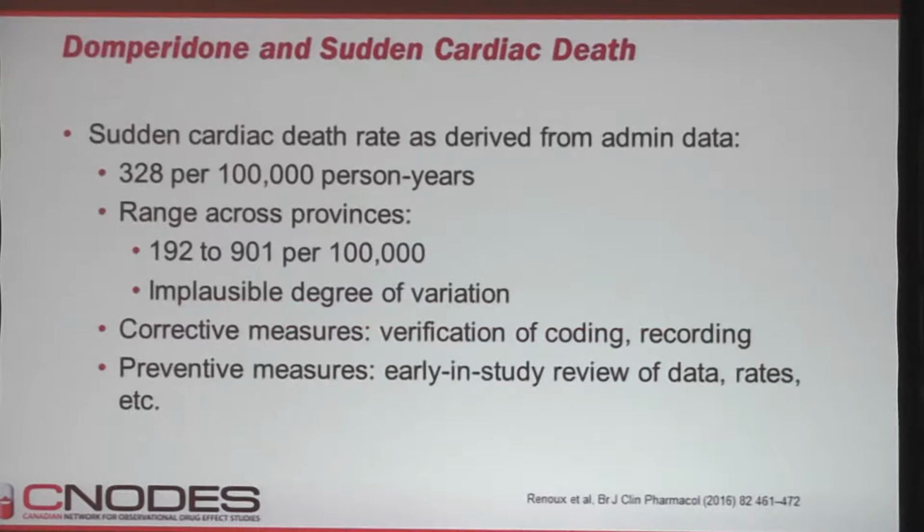Third example, and this goes back to the heterogeneity at the beginning of the study. What we do when we're doing this in phases is construct the cohorts, look at the rates of exposure, look at the rates of outcome in each cohort, just to make sure that those are at least coded plausibly correctly in different sites. And here's an example where sudden cardiac death rate, as derived from administrative data across Canada, was 328 per 100,000 person years. But this ranged from, in one province, 192 per 100,000 person years to 900 per 100,000 person years. So it's not plausible that two Canadian provinces might differ by an eightfold difference in the risk of an outcome. So in this case, we found this here.